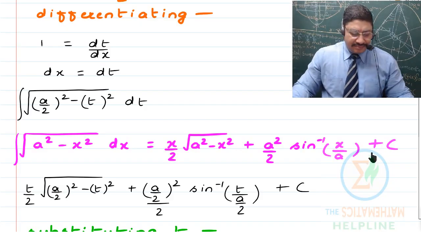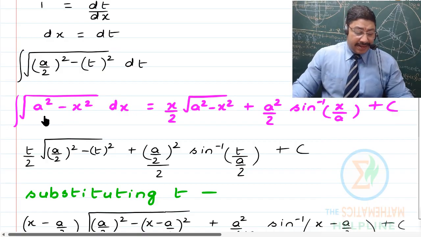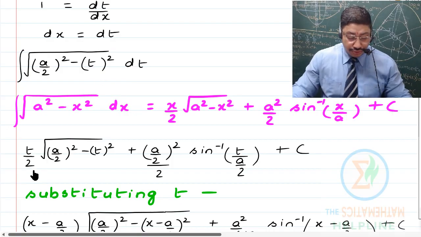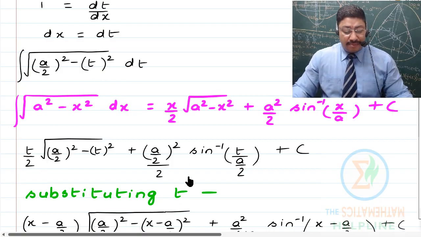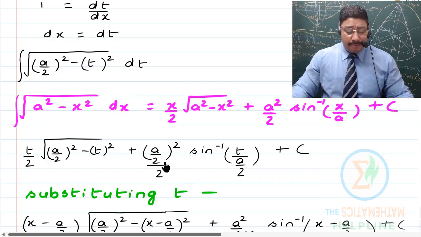Okay, so next now children, after this we have applied just this formula. So in place of a here, we have a upon 2, and that we'll keep, right? And in place of x, we have t here, so we'll have t upon 2. Here too we have a square upon 2, and because a here is a upon 2, it will be (a upon 2) whole square divided by 2, and then we have sine inverse of, in place of x, t divided by a, which is a upon 2.